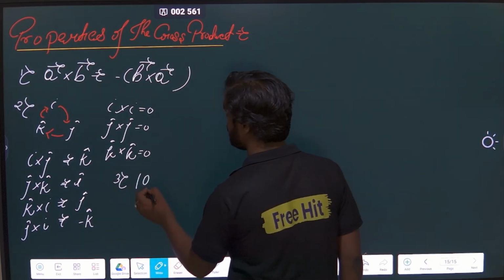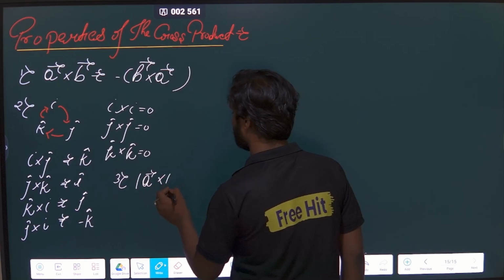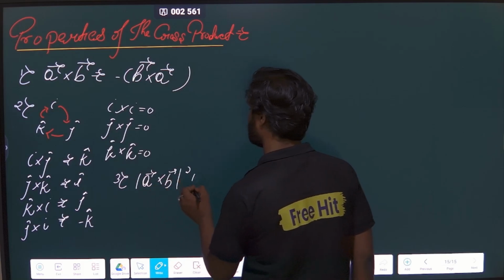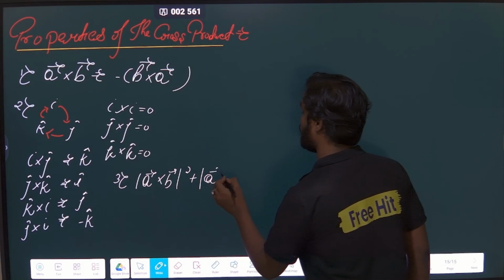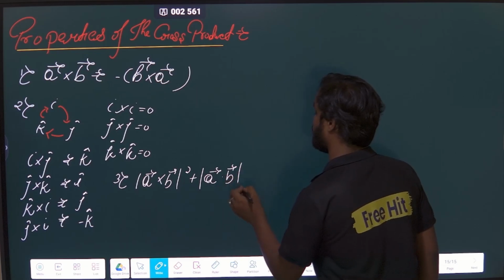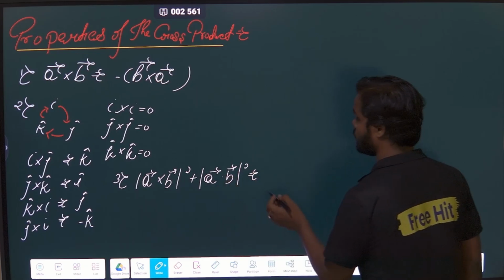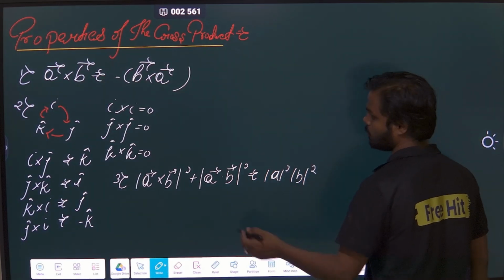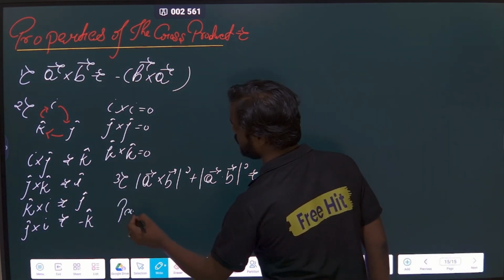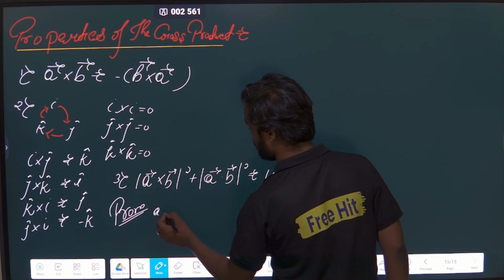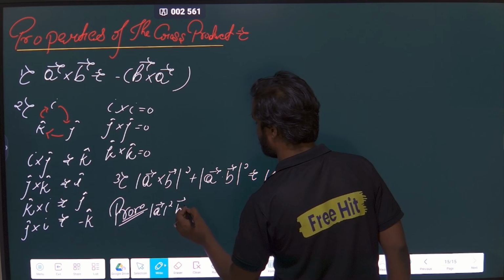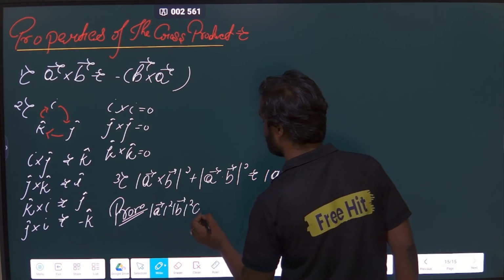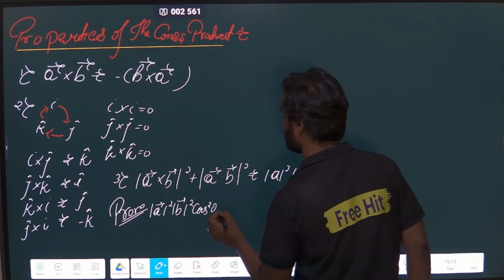The third property is that mod of A cross B vector square plus mod of A dot B vector square is equal to how much? That is mod of A square into mod of B square. You have to prove this. I told you, mod of A square, mod of B square into cos square theta.